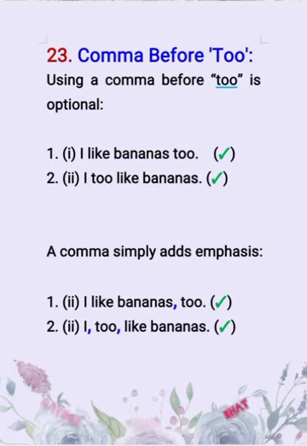23. Use of comma before too. Using a comma before too is optional. For example, I like bananas too, and I too like bananas. If the comma is not used, the sentences are still correct without commas. But a comma simply adds emphasis. For example, I like bananas, too, and I, too, like bananas. Here too is separated from the rest of the sentence by commas. This is for the sake of emphasis.